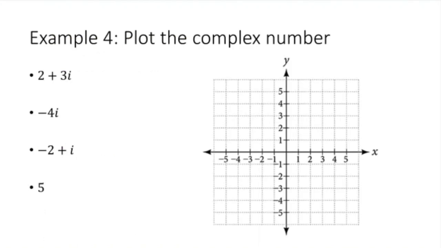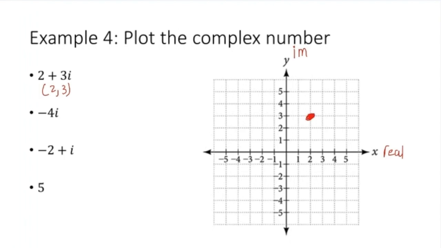Now we're going to take a look at a few examples of us plotting complex numbers on the complex plane. The x-axis is going to be referred to as the real axis, as we stated before. And the y-axis, we're going to refer to as the imaginary axis. Now, each complex number we can associate with a point. So 2 plus 3i, we'll associate with the point (2, 3), since the real part is 2 and the imaginary part is 3. Where would we put (2, 3) on this plane? (2, 3) would go right there.